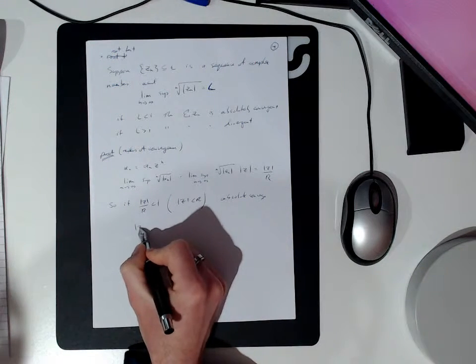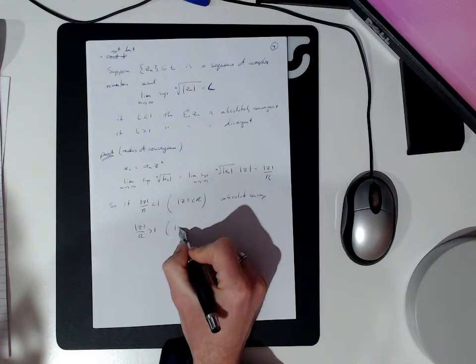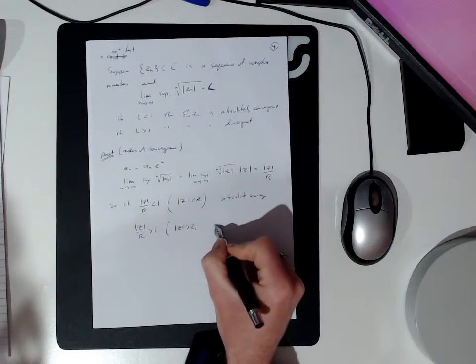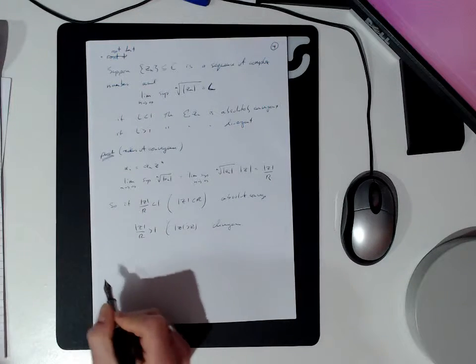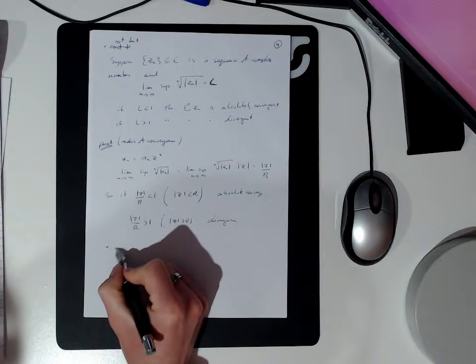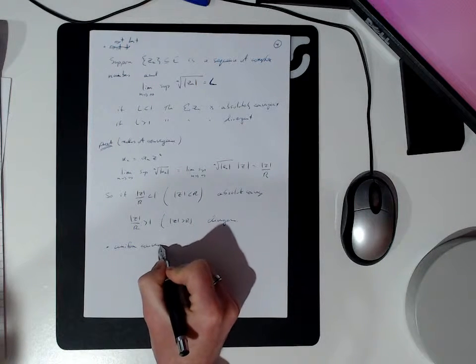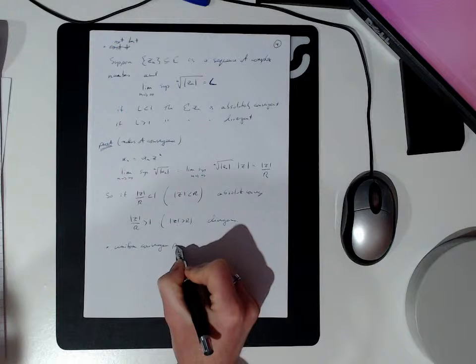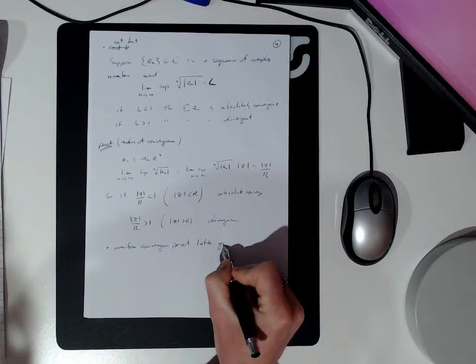and if |z| > r, which can be written as, we get divergence. Okay, and the proof of uniform convergence is left to you. Uniform convergence proof left to you.